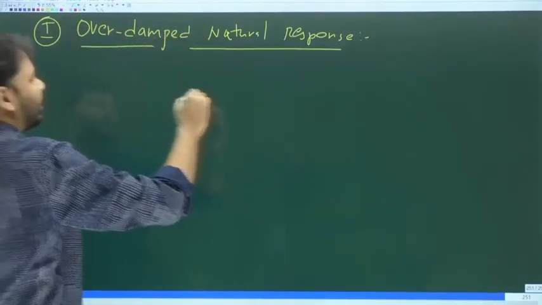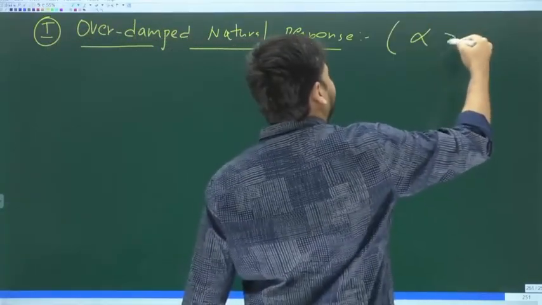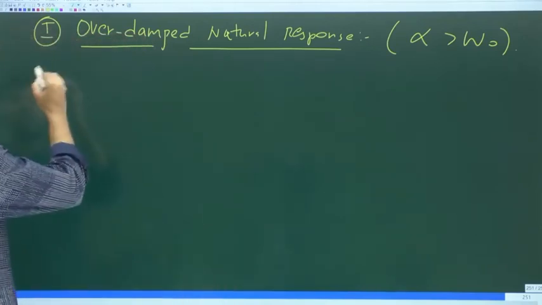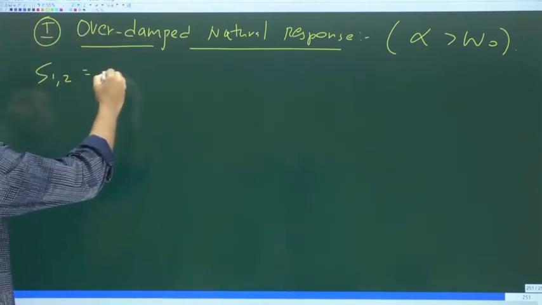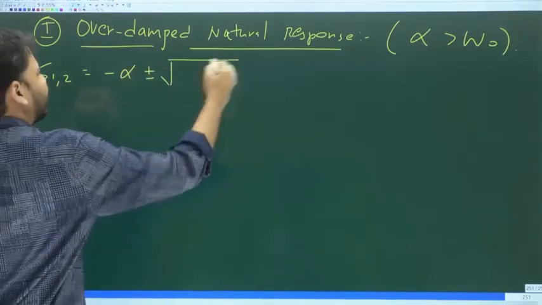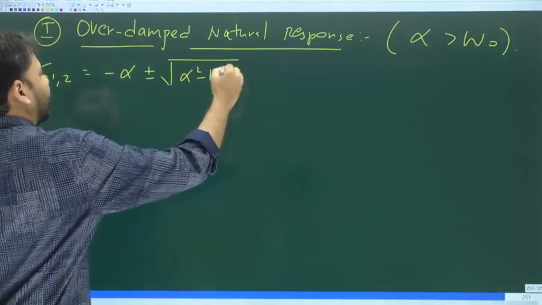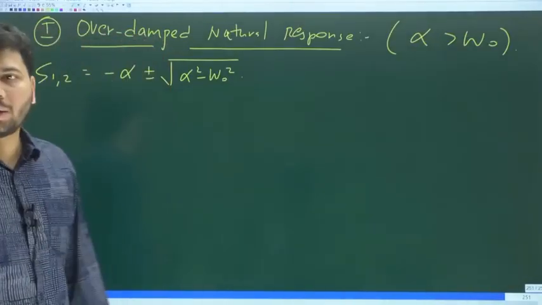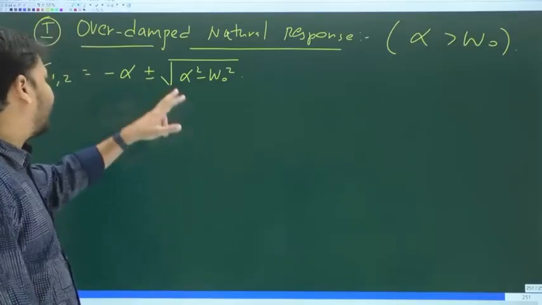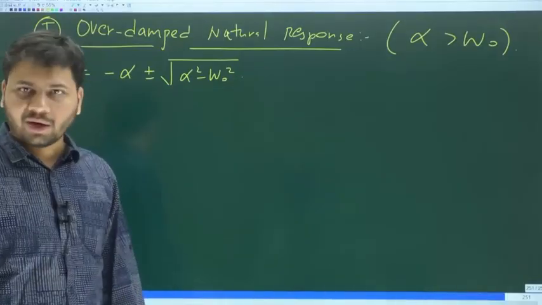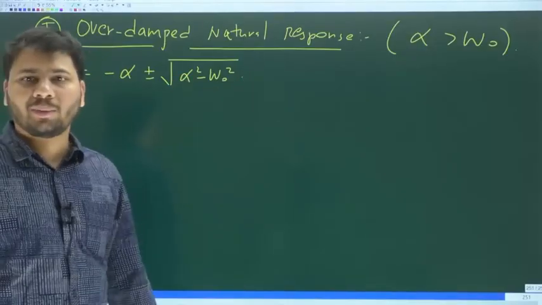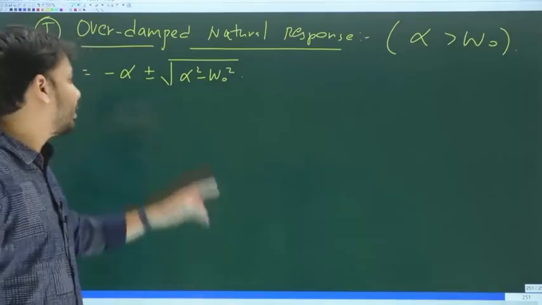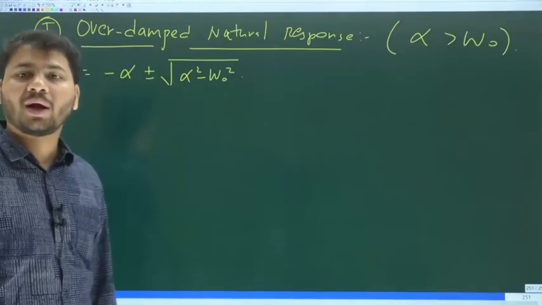First of all, when you get this overdamped natural response, when alpha is greater than omega naught, what are the two roots of the characteristic equation? Minus alpha plus or minus square root of alpha square minus omega naught squared. If alpha is greater than omega naught, does it not mean alpha square will be greater than omega naught square? Alpha square minus omega naught square will be positive. Square root of anything positive will be real.